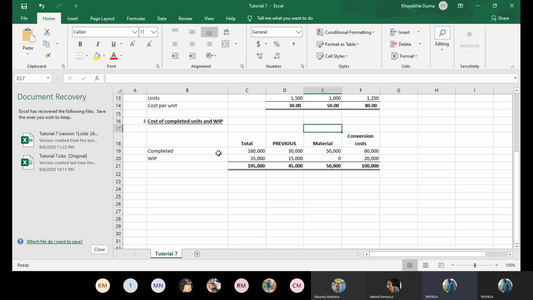And then the work in process, we said that there were 500 units, right? That were still in work in process on the previous account. Then you'll say the cost per unit multiplied by those who were still in work in process. Then it's 500 multiplied by 30, and you're going to get 15,000.